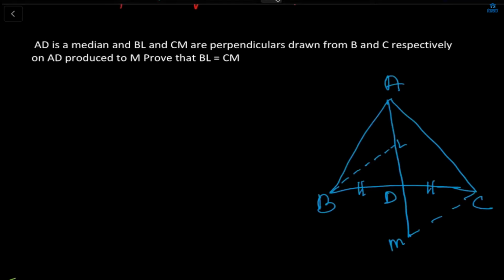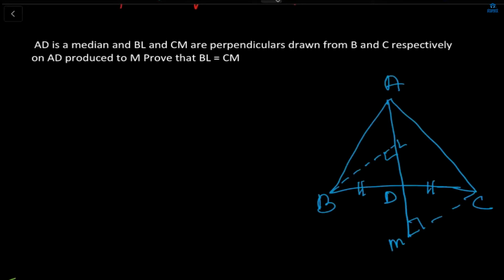Okay, so now this is your M, this is your N. Now AD is a median. If AD is a median, that means BD will be equal to DC. We conclude this. And BL and CM are perpendiculars. Perpendicular means this will be 90 degrees and this will be 90 degrees, drawn from B and C respectively on AD. We have to prove that BL is equal to CM, the dotted line that I've drawn.